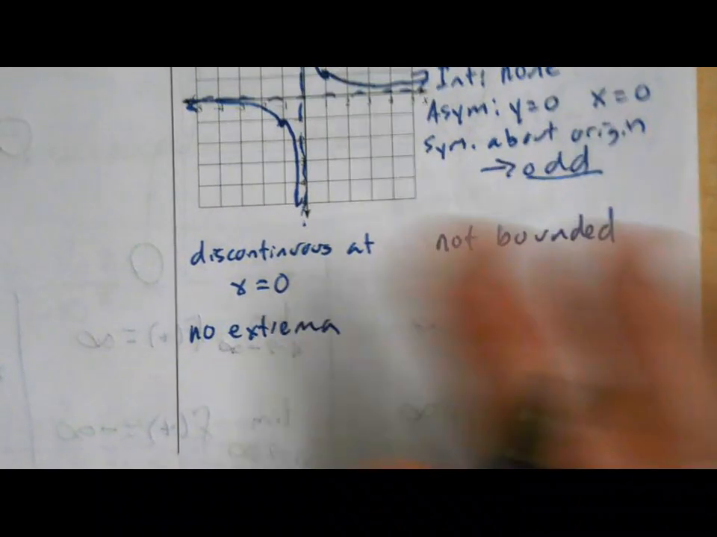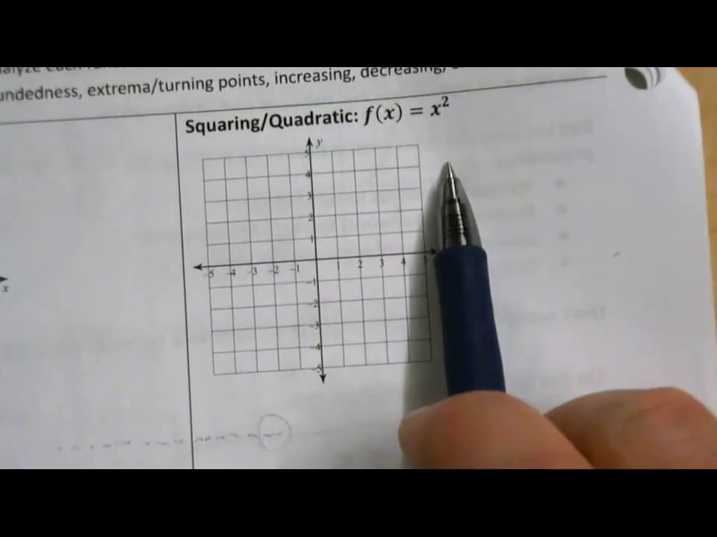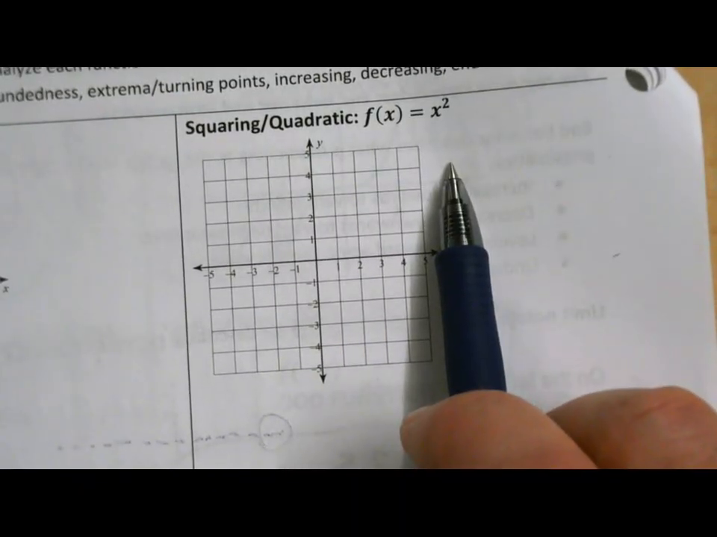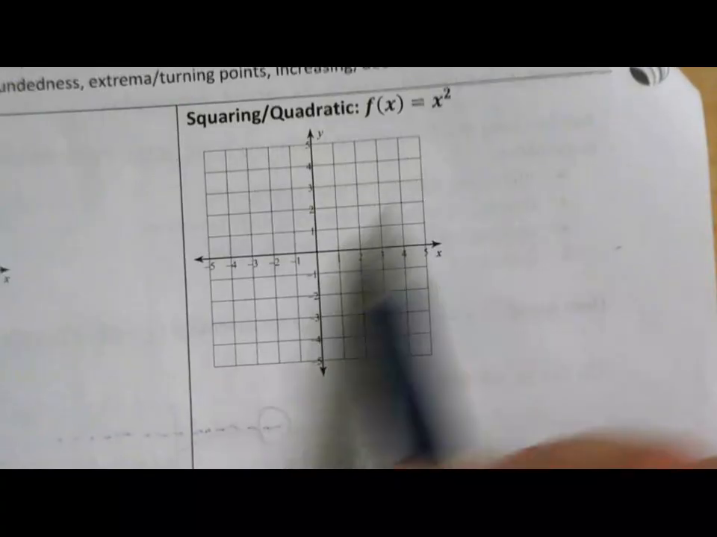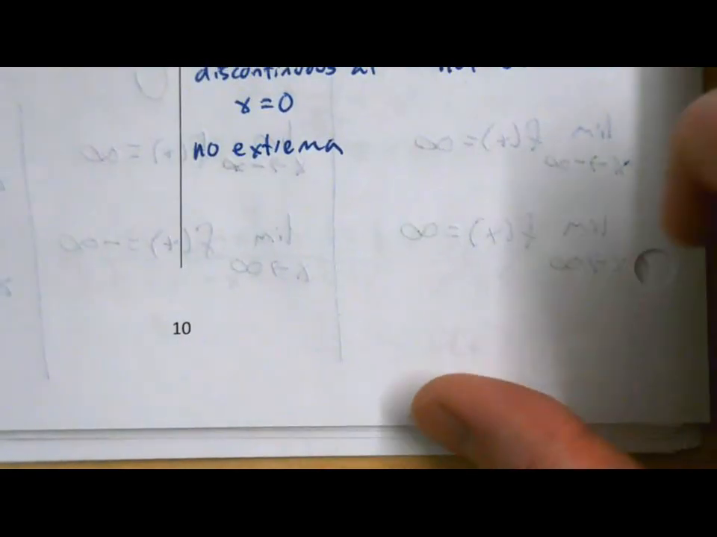So for example, y equals x squared is going to have a minimum at 0, 0, right? Because it doesn't go down below that. All right. All we got left is increasing, decreasing.